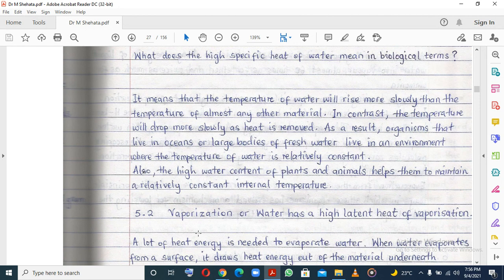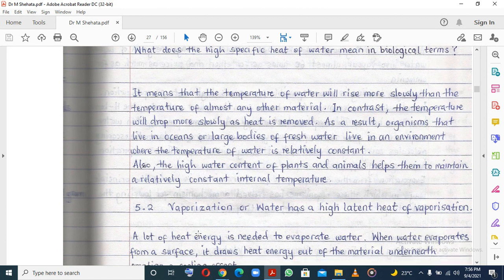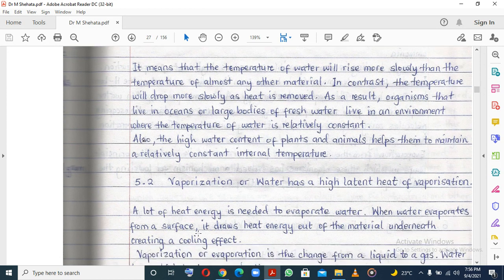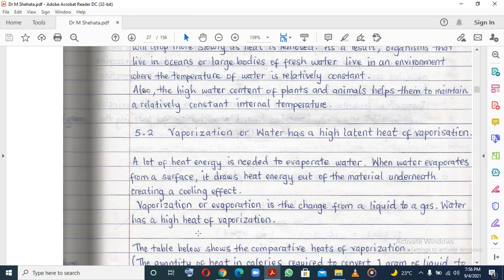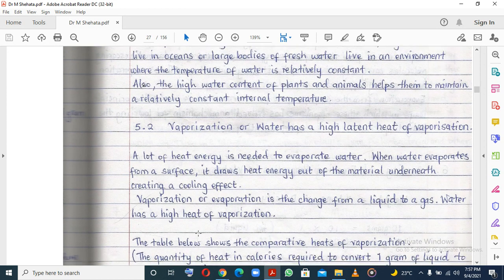Then also, the high water content of plants and animals helps them to maintain a relatively constant internal temperature. You talked about homeostasis in grade 12, where the body maintains its properties. So water is very important in maintaining our body temperature, that is to say, our internal temperature.